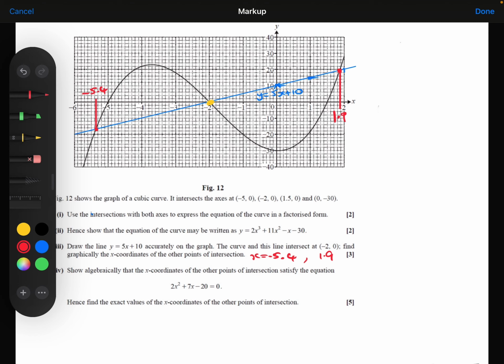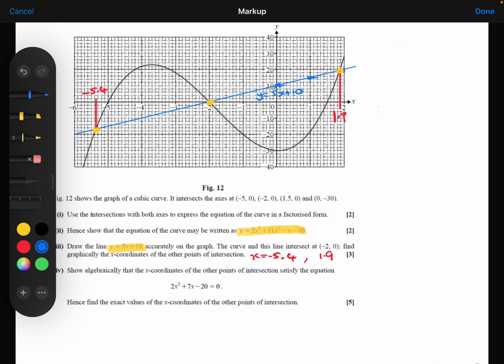Part IV. Show algebraically that the x-coordinates of the other points of intersection satisfy this quadratic equation. Hence, find the exact values of the x-coordinates of the other points of intersection. So it's talking about the points of intersection between my straight line and the curve. So we're thinking simultaneous equations between my cubic graph and the linear graph. So let's do some simultaneous equations.